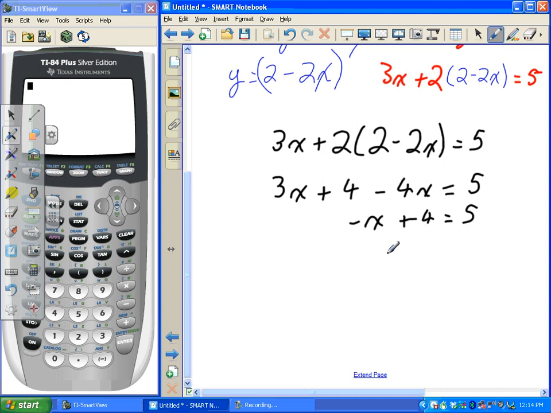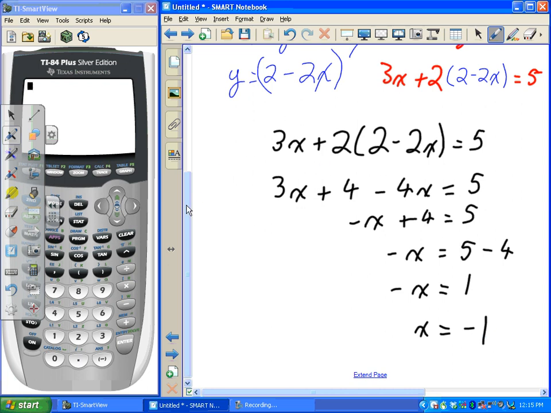I'm going to bring the 4 to the other side. So it becomes 5 subtract 4. Negative x is equal to 1. But I'm not looking for negative x. What am I looking for? Yes. So what do I have to do to this x? Divide by negative 1, times negative 1. I just got to make it a positive x. So what is the 1 going to become? Negative. So I now have x is negative 1.